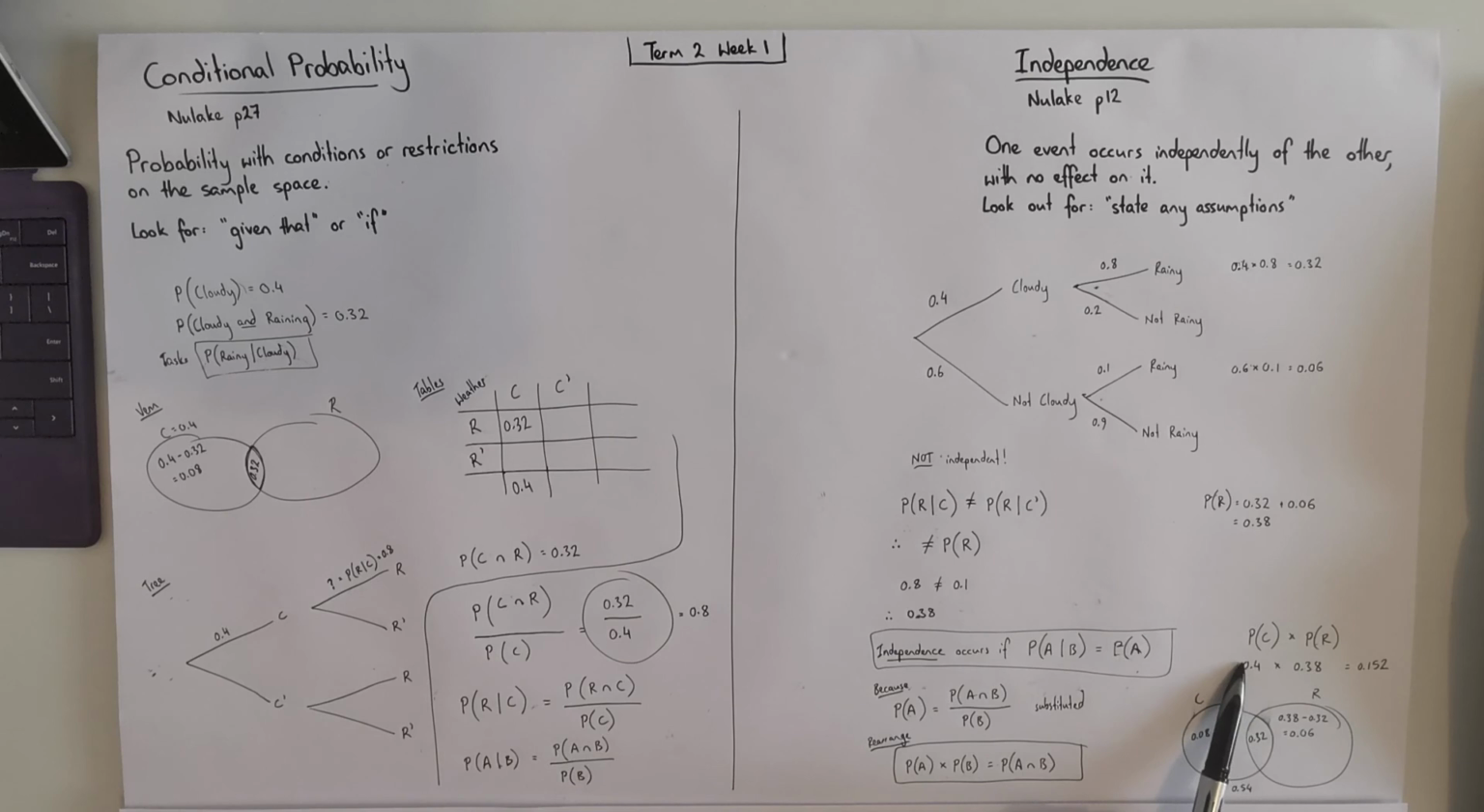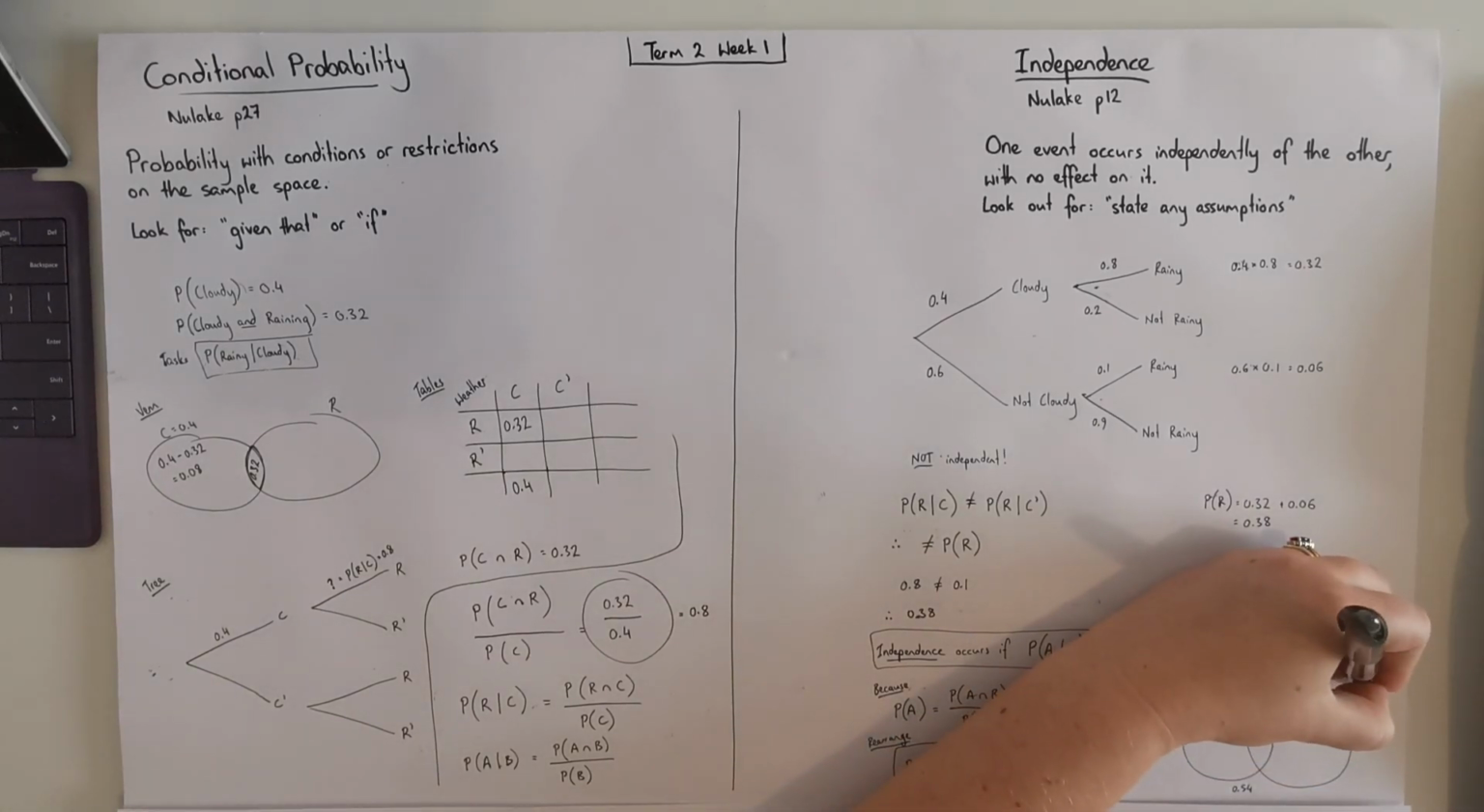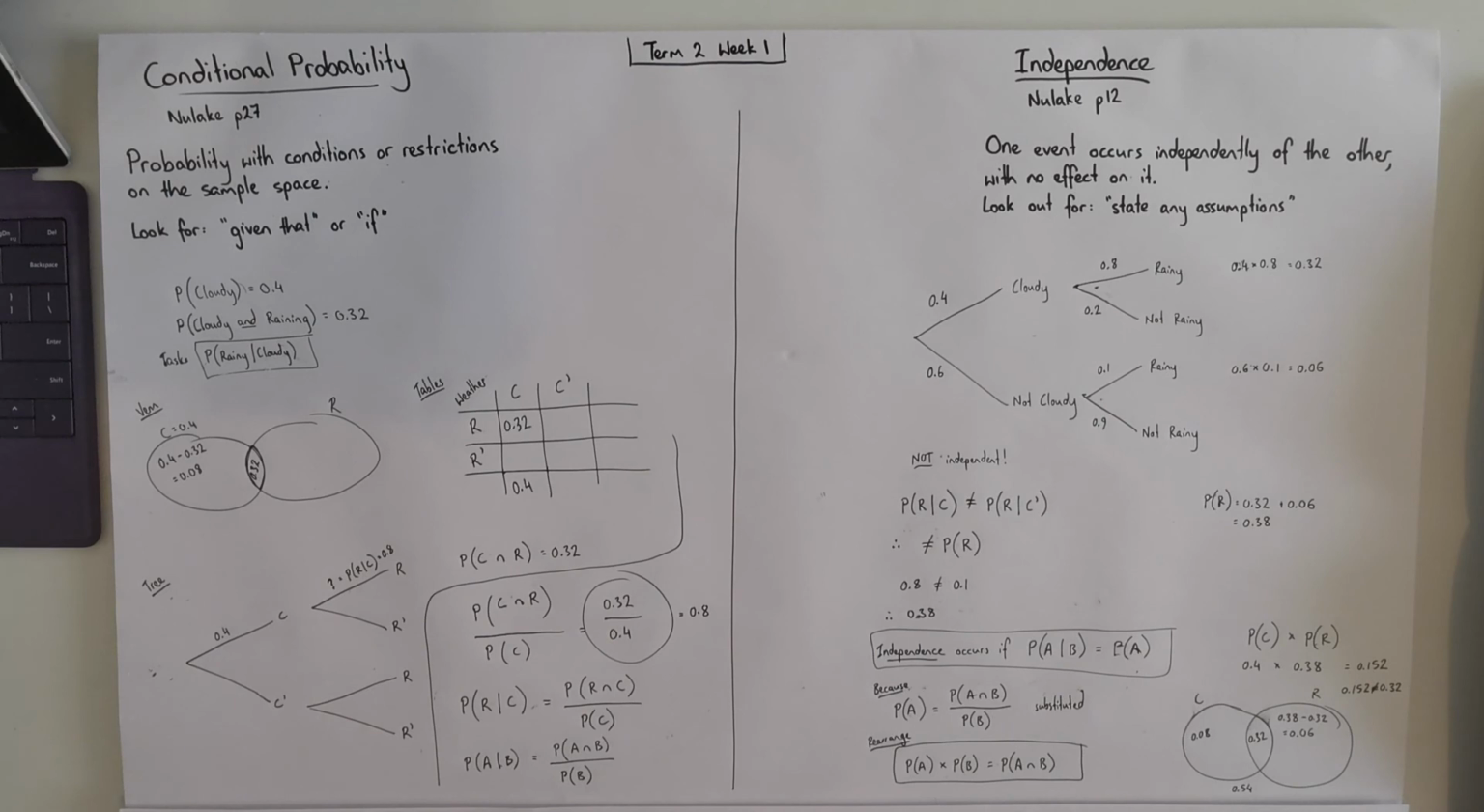Now, we've established that the multiplication of events A and B is 0.152, and we have our intersection of 0.32. Now, of course, 0.152 is not equal to 0.32. Therefore, they are not independent. If you got two numbers here that were exactly the same, this multiplication was the same as your overlap, then they are independent.